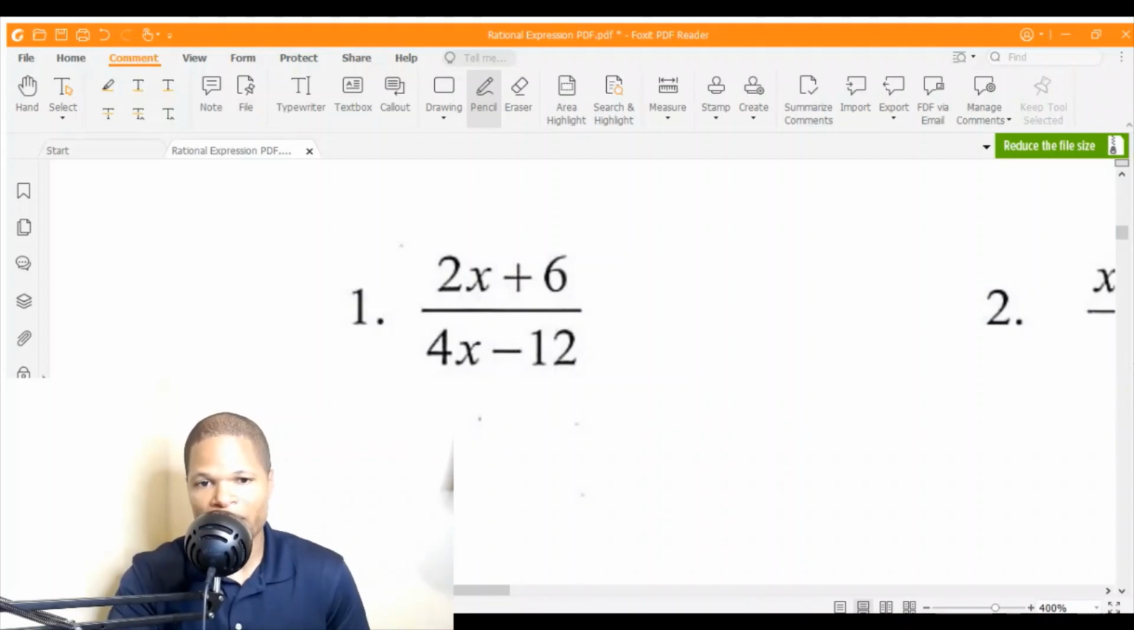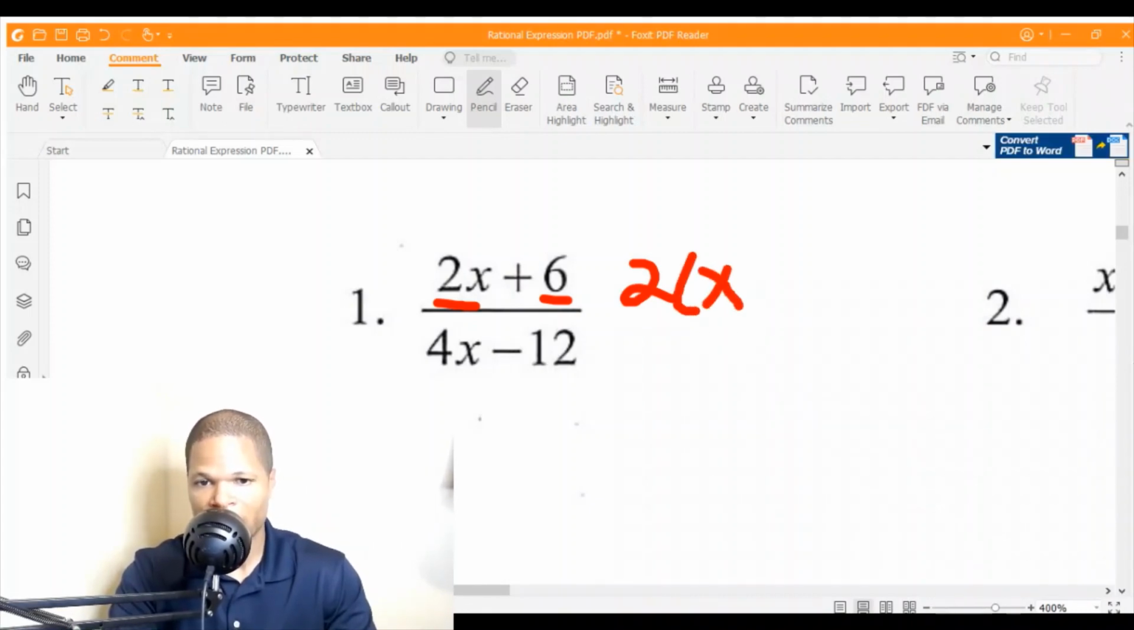Okay, so you look right here, you got 2x plus 6 and then 4x minus 12. Well, when you have 2 terms, if you paid attention in class, you know that you always want to look for a GCF, factoring by GCF. Between 2x and 6, the greatest thing they have in common is, of course, the 2. If you divide 2x by 2, you're left with 1x. If you divide 6 by 2, you're left with 3.